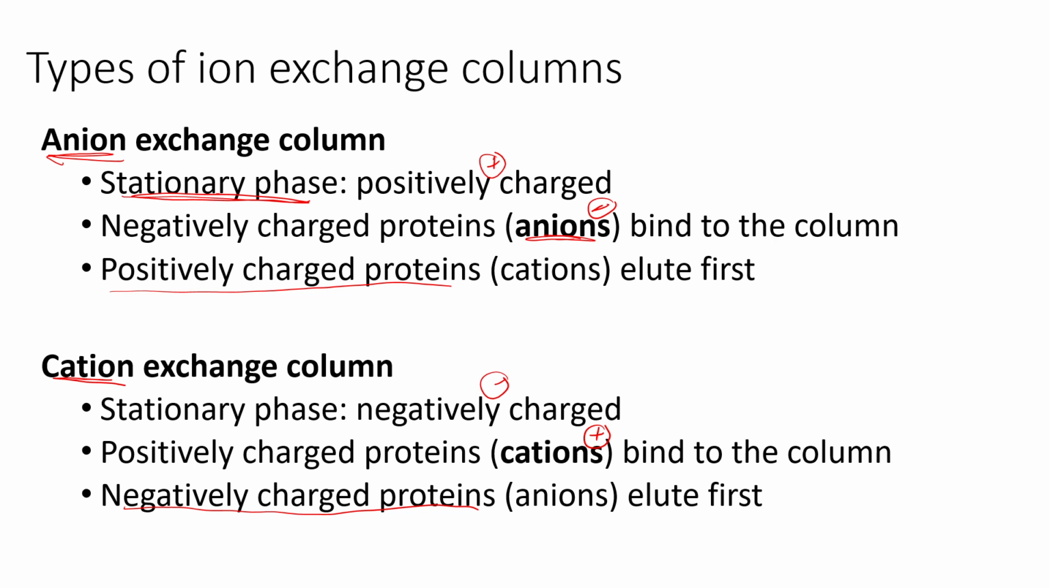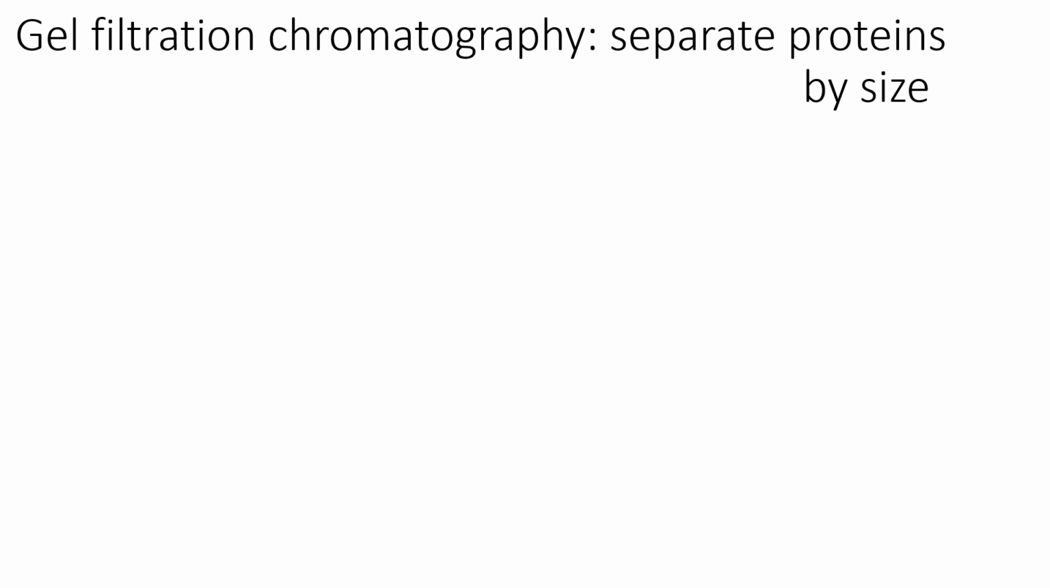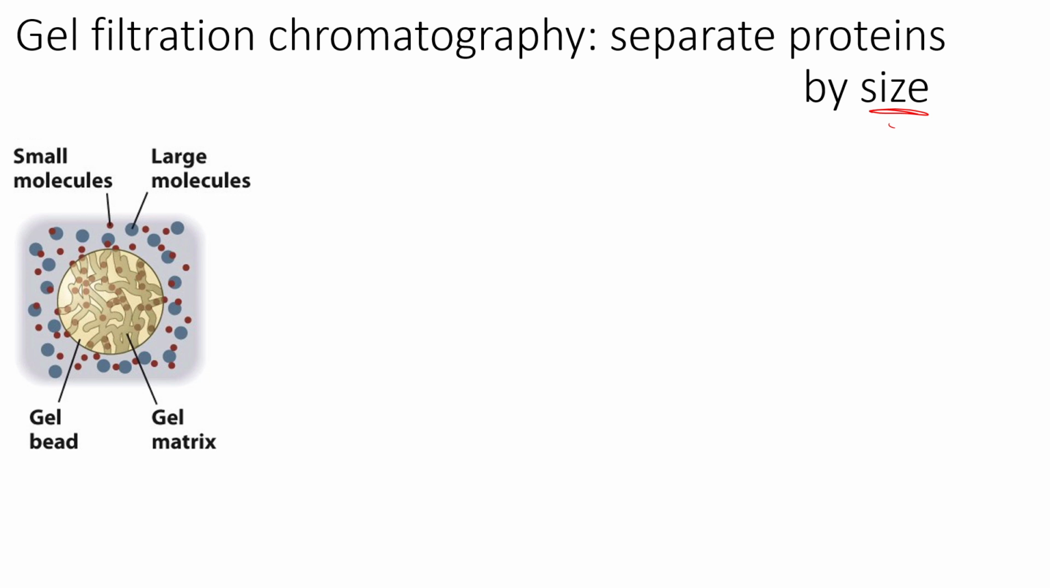So let's move on to our next type of column. So we just talked about ion exchange columns, which separate proteins based on charge. Now we're going to talk about gel filtration chromatography, where we separate proteins by size. So gel filtration chromatography uses basically little tiny beads or resin, and these beads are made of gel, and they have this gel matrix inside, and there are essentially little teeny holes or passages through the beads where smaller molecules, like very tiny proteins, can get stuck inside these beads.